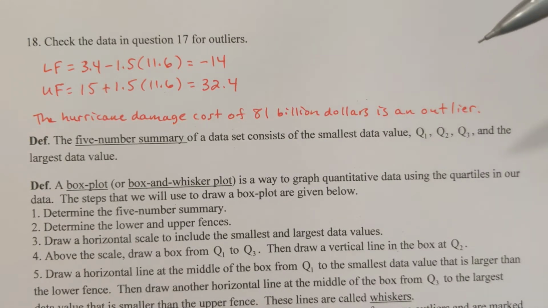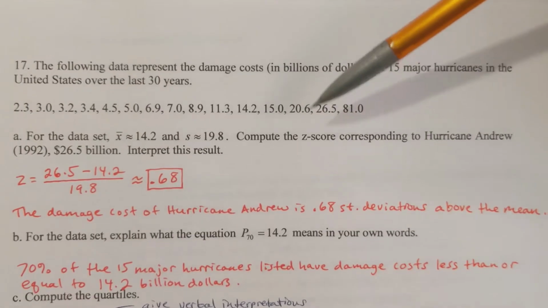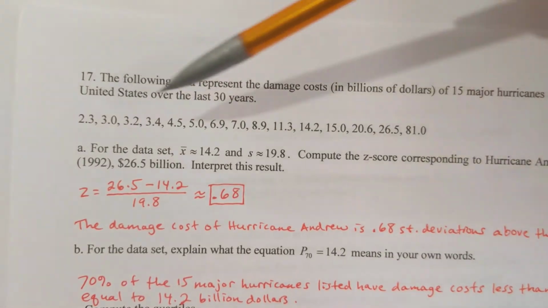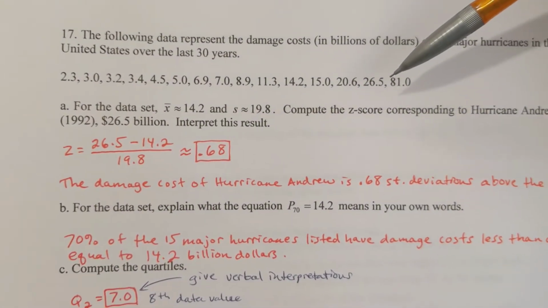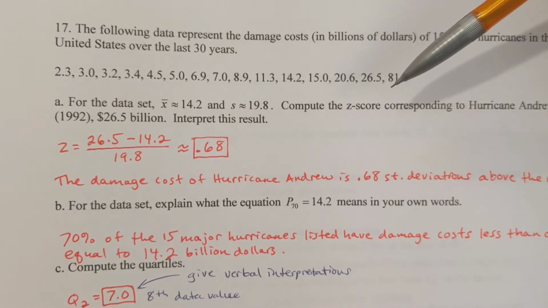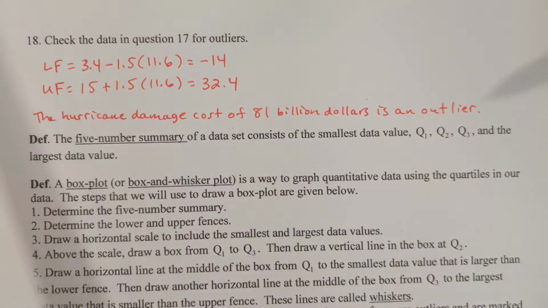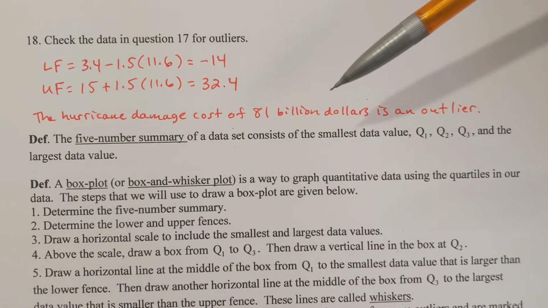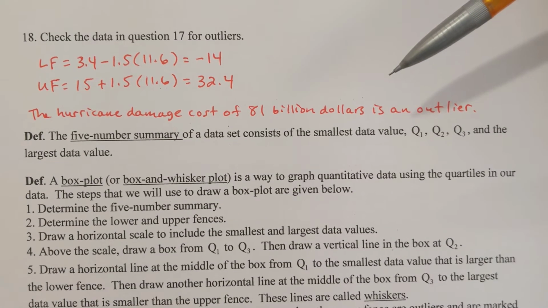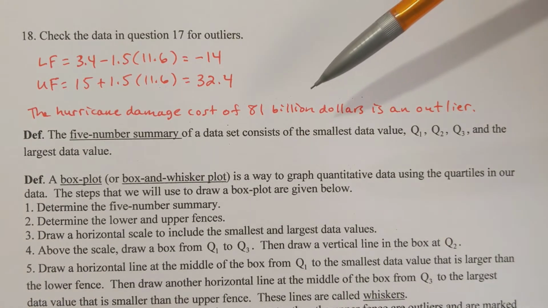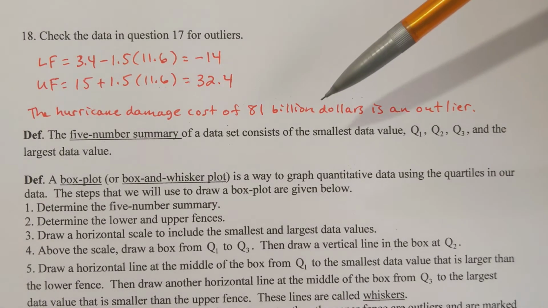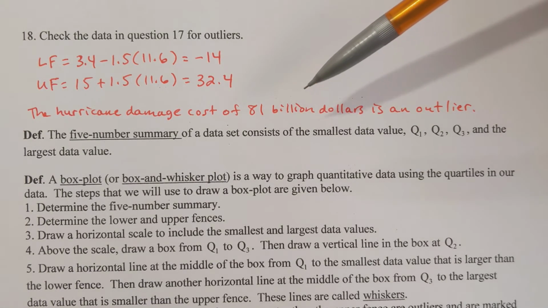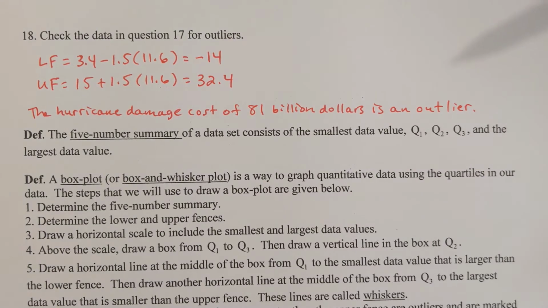When I look at the data set, of course I didn't have any negative numbers, and 32.4 is the upper fence. So 81 is the only value that's outside of the fences. The hurricane damage cost of $81 billion is an outlier, and that was Hurricane Katrina, of course.